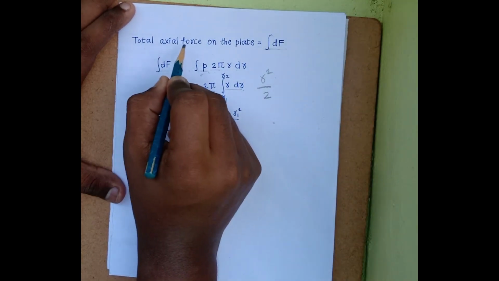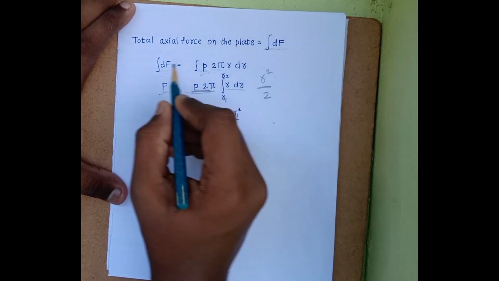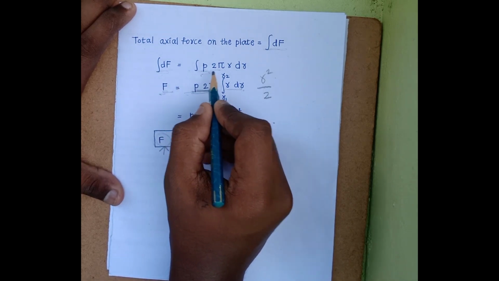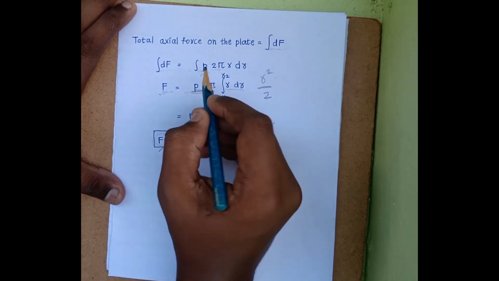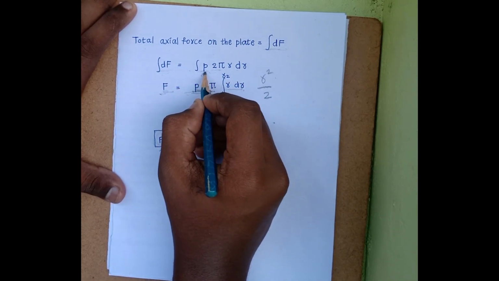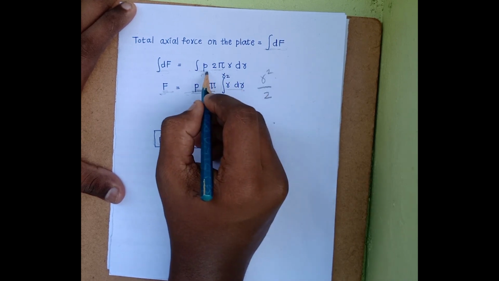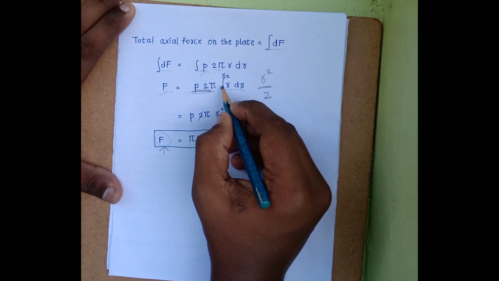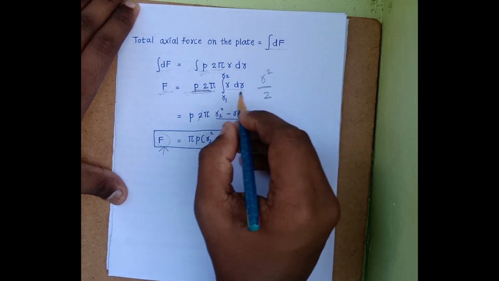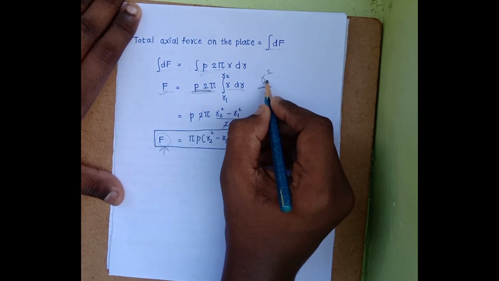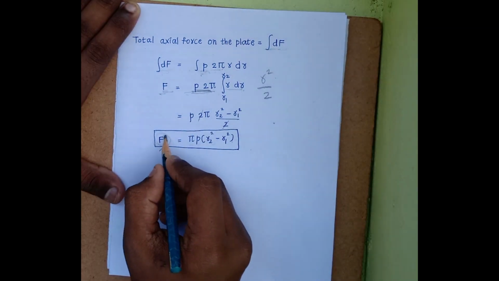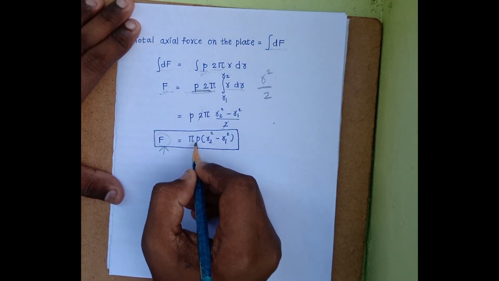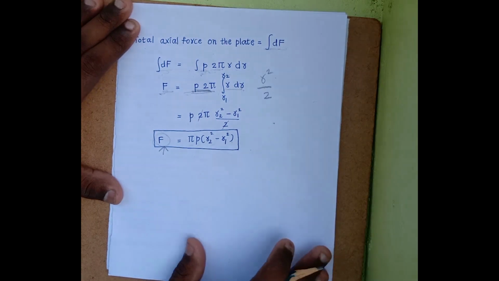To get total axial force on the plate, we integrate it. Integral dF is equal to integral P 2 pi r dr. As we assumed, pressure is constant and 2 pi is a numerical constant. So we can take this out and we are left with integral r dr between limits r1 and r2. And we know integral r is r square by 2. So total force is equal to pi P (r2 square minus r1 square).